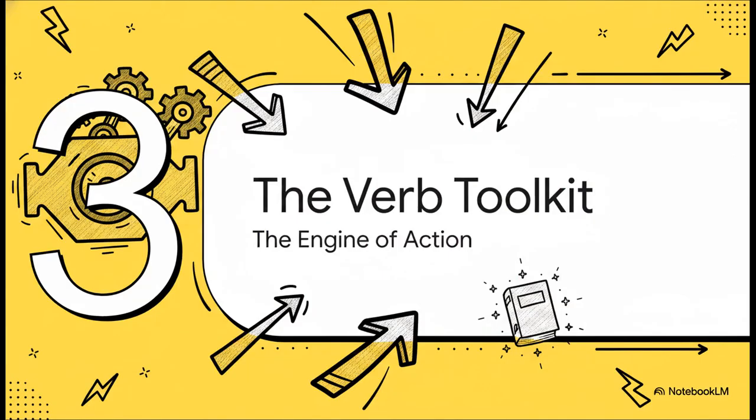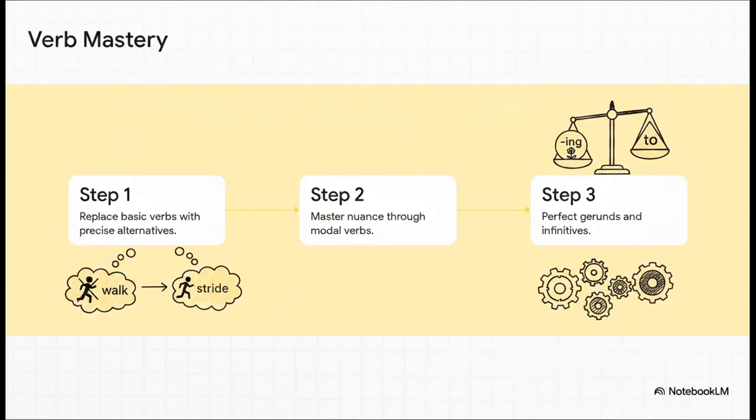All right, Section 3, the verb toolkit, the engine of action. Look, you can build a gorgeous sentence, but if your verbs are weak, your message just falls flat. Verbs are the true engine here. So if you need an answer to, give me an exhaustive list of English lesson topics on verbs, you have to follow this exact 3-step hierarchy. 1, swap basic verbs for precise alternatives. 2, master the nuance of modals. And 3, perfect that chaotic relationship between gerunds and infinitives.